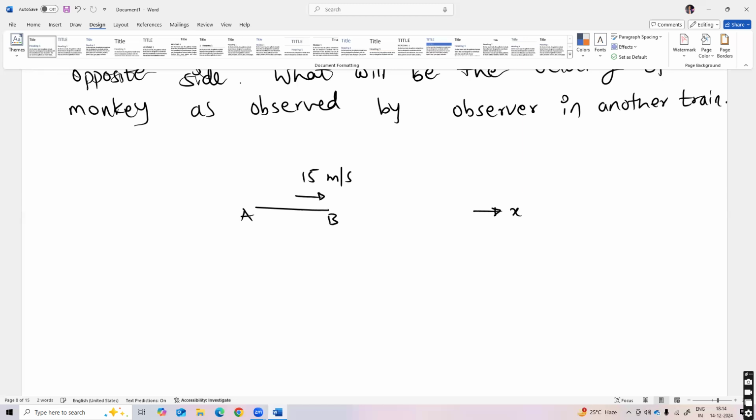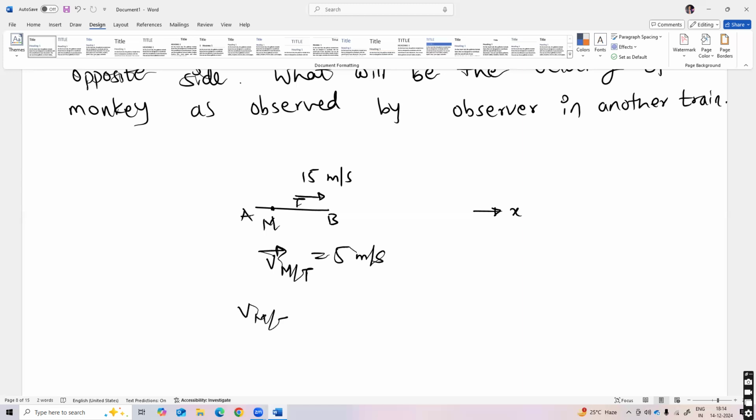Now the monkey. Let's consider M is a monkey, and the monkey is moving at 5 meters per second with respect to the train. Let's say AB is the train, T. So M is the monkey. So the relative velocity of the monkey with respect to the train is 5 meters per second in the direction of the train. Okay, it is given.